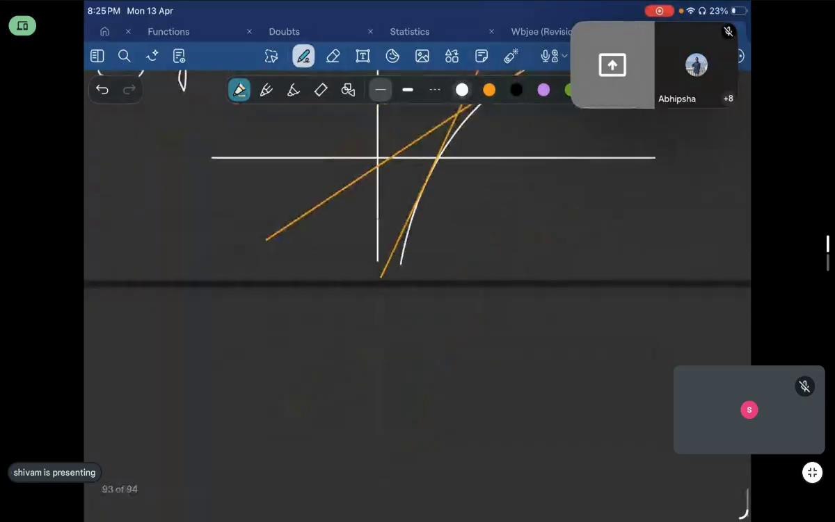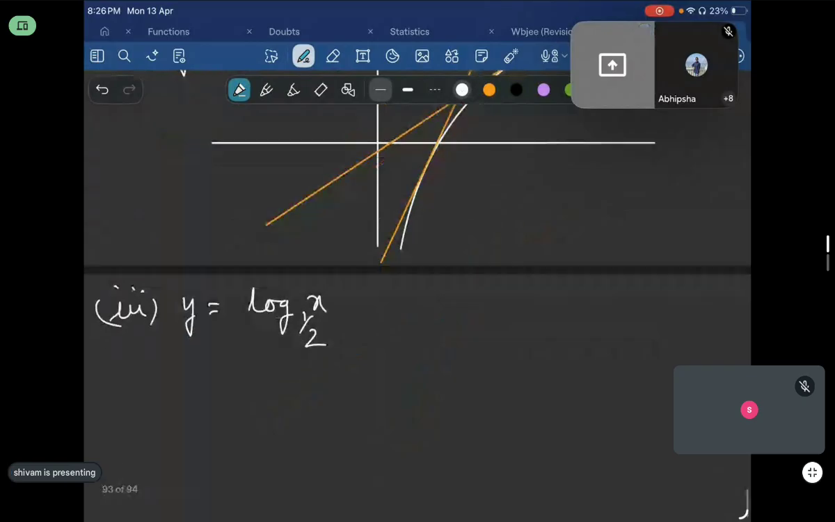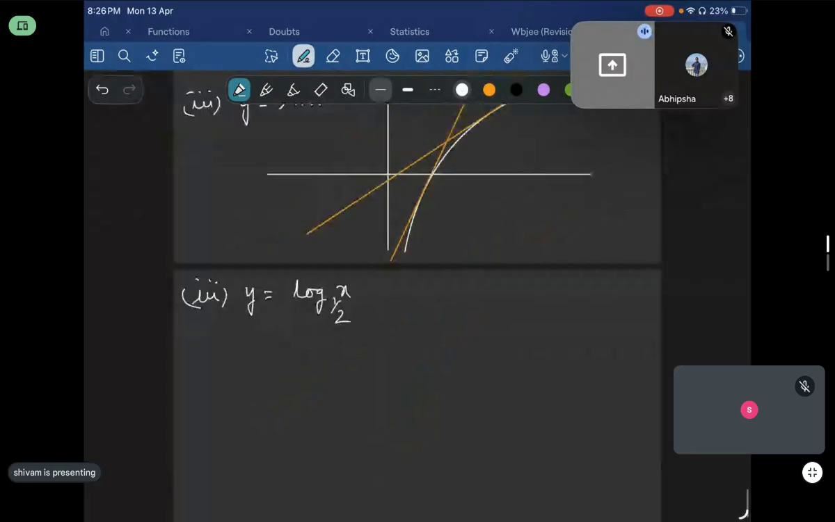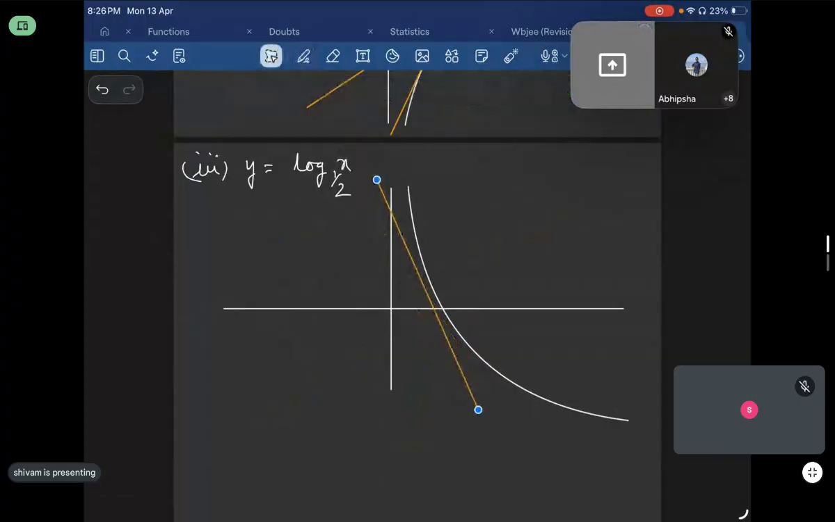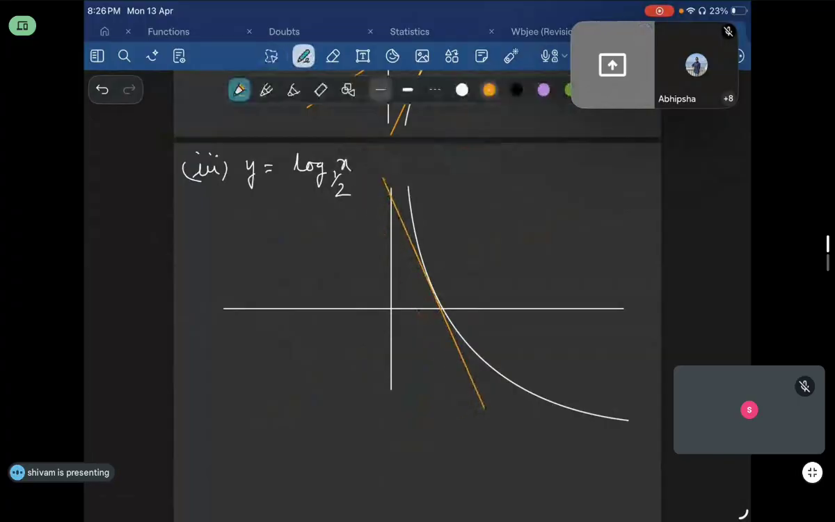Next, y equal to log x to the base half. Is it one-one? What do you think? How will the graph look? The graph will look somewhat like this. Tell me, what is the angle all the tangents are making?